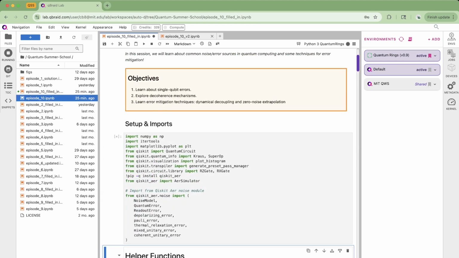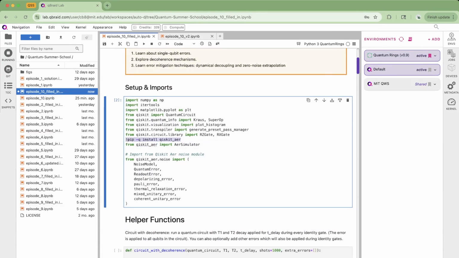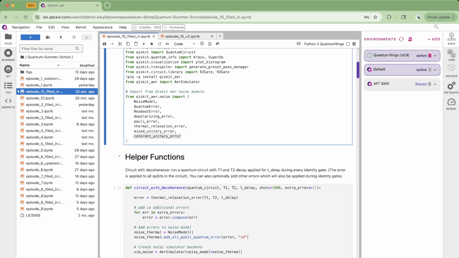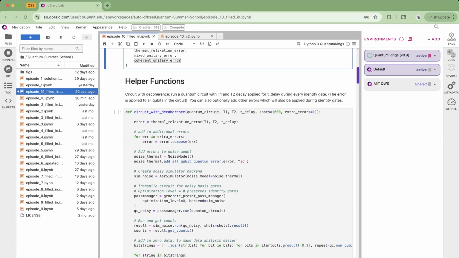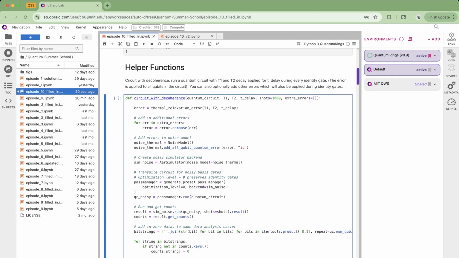So now let's move over to the coding notebook to take a look at some of these things. So first we're going to import all the libraries that we need. We're also going to install Qiskit Aer. That's mainly what we're going to be using today because it's a really nice way to incorporate noise into your simulations. So this is from Qiskit. And we're going to be using all these different types of errors and noise mechanisms in our simulations today. We have a few helper functions here, so I'll come back to this one when we're using it later, but this is for running a circuit with T1 and T2 decay.